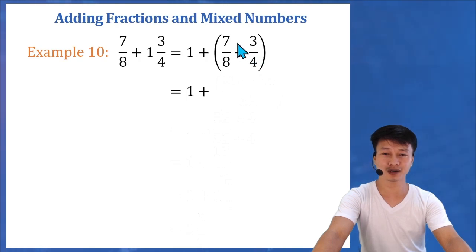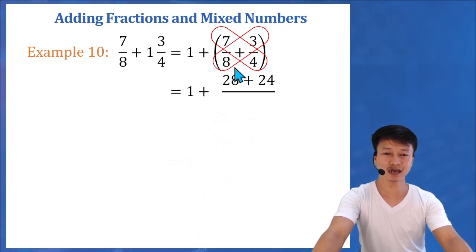So what we are going to do now is to multiply first the numerator of the first fraction by the denominator of the second fraction. So we have 7 times 4, that gives us 28. And then since the operation is addition, so this is plus. And then now we have 3 times 8, that is 24. Over the product of the denominators, 8 and 4 is 32. And then don't forget the parentheses.